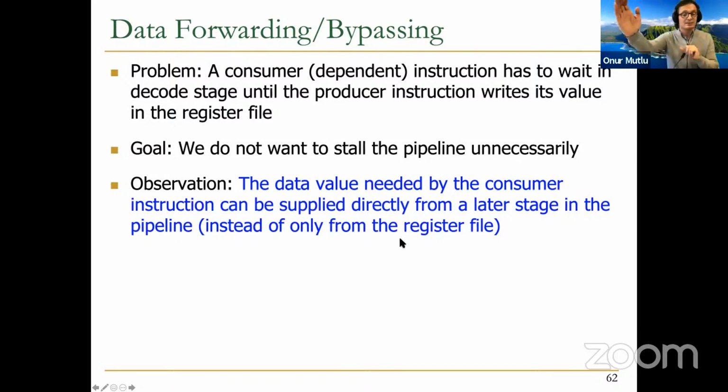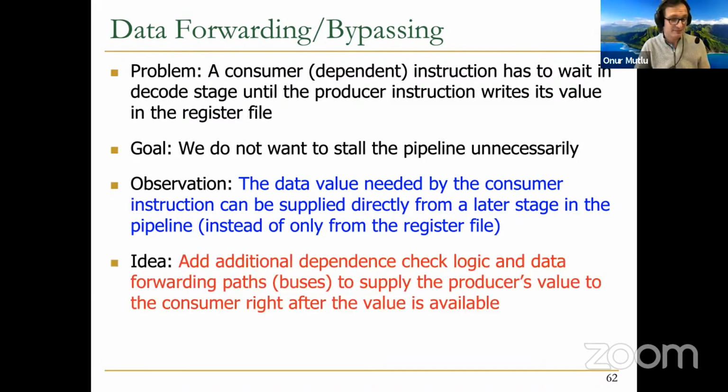Whenever the data value is available, supply it to wherever the instruction needs it. But of course, this comes at a cost. The idea in data forwarding and bypassing is to add additional dependence check logic and data forwarding paths, meaning wires and buses, and also multiplexers, as we will see, to supply the producer's value to the consumer right after the value is available. Okay? And we've already seen an example.